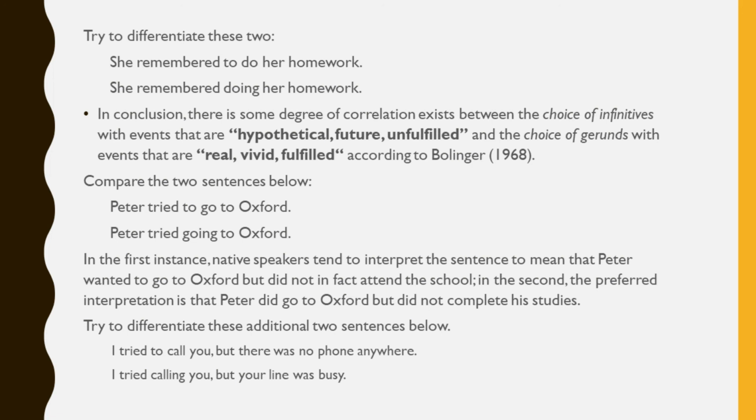In the first instance, native speakers tend to interpret the sentence to mean that Peter wanted to go to Oxford but did not, in fact, attend the school. In the second, the preferred interpretation is that Peter did go to Oxford but did not complete his studies. Compare the additional two sentences below. I tried to call you, but there was no phone anywhere. I tried calling you, but your line was busy. In the first instance, no calling took place, while in the second, at least one unsuccessful call was made.